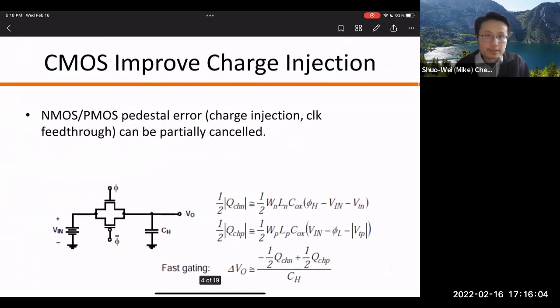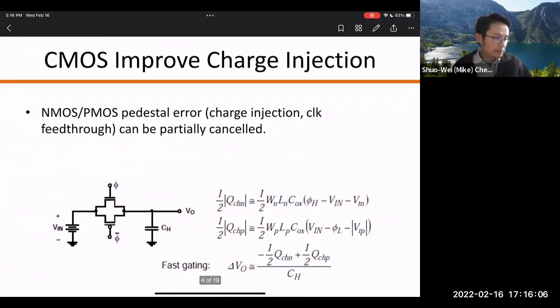Another benefit of doing the CMOS sampling switch is that we can also mitigate the pedestal error. Remember, we talked about pedestal error. It's coming from the charge injection and the clock feed-through. I think one of you in the class already pointed out that having this NMOS and PMOS together can improve the charge injection. So let's take a look.